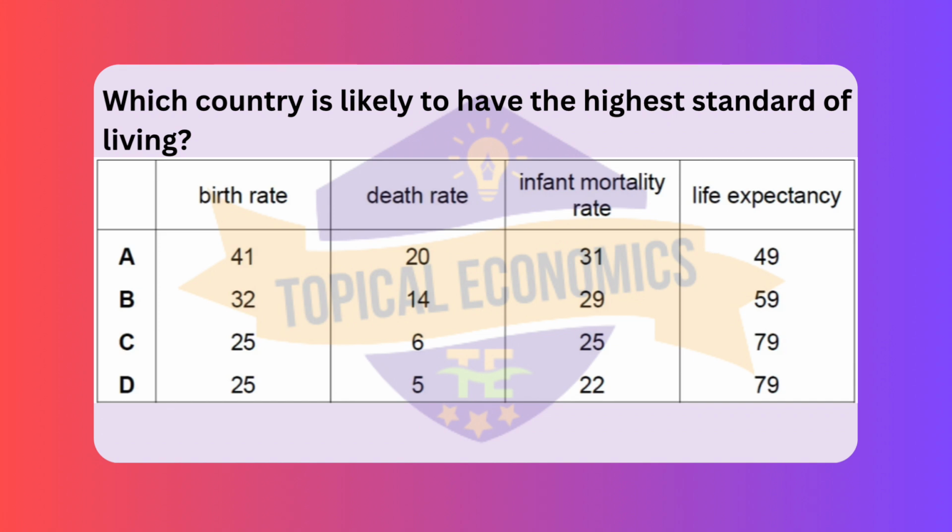Birth rate in country D, 25, is moderate, suggesting a manageable population growth. When compared with the other countries, country D consistently scores better across these important health indicators, making it the country most likely to have the highest standard of living.